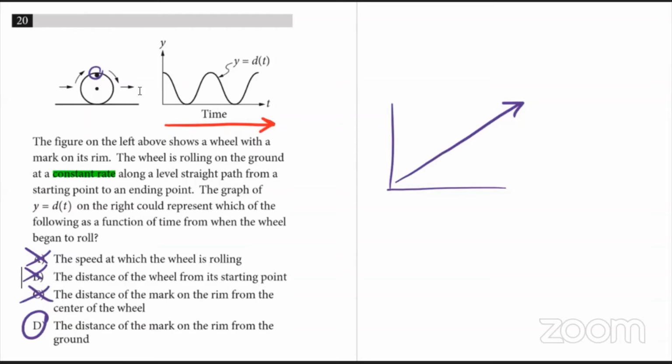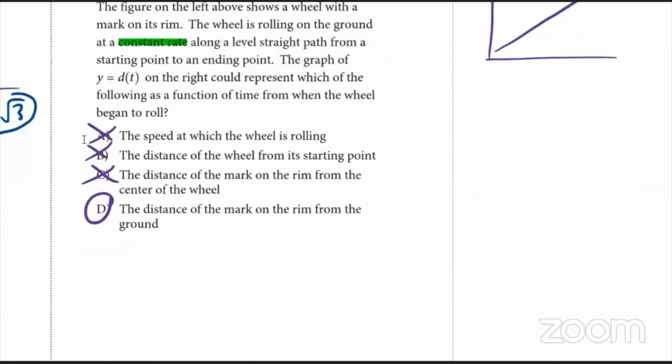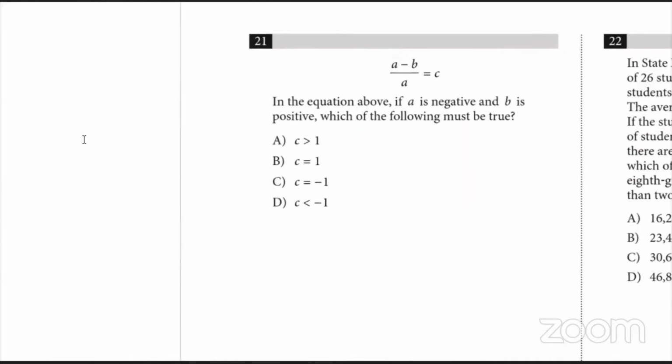Now we're going to number 21. A is negative and B is positive. Which of the following must be true? Here, I would just go ahead and plug in numbers according to what they're saying. So let's say A is -2 and B is +3. When we plug in numbers, we want to stay away from 0 and 1 as they have their own properties. So A is negative and B is positive, and let's plug that in.